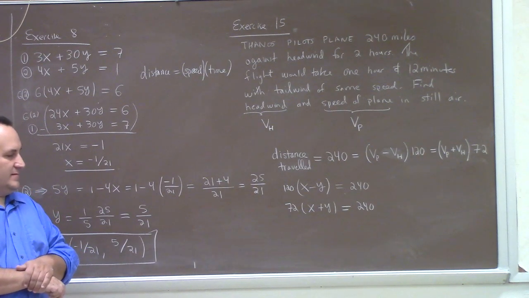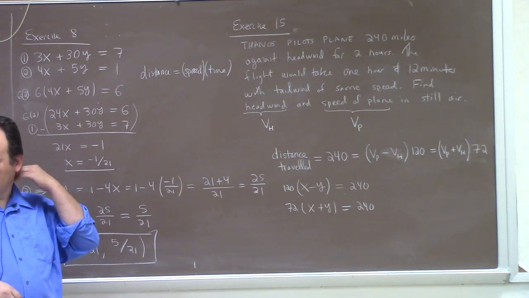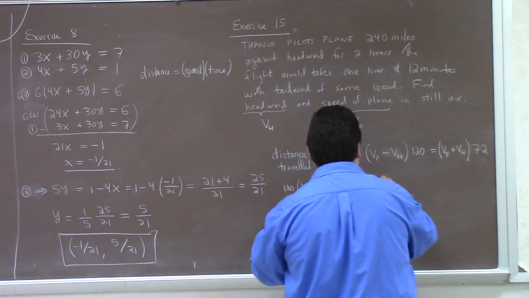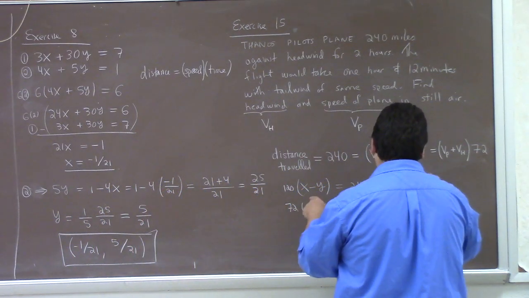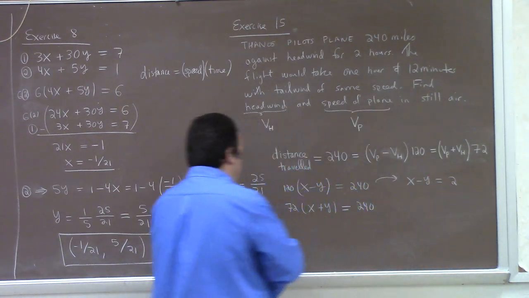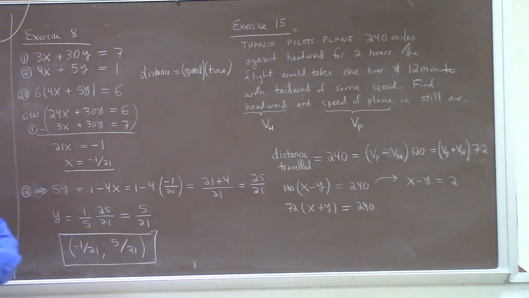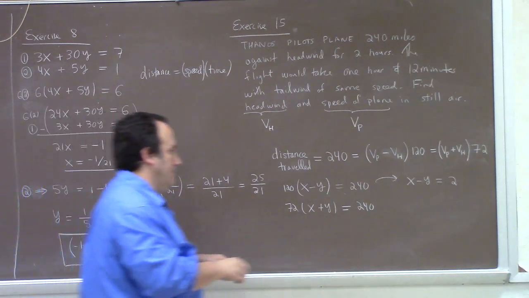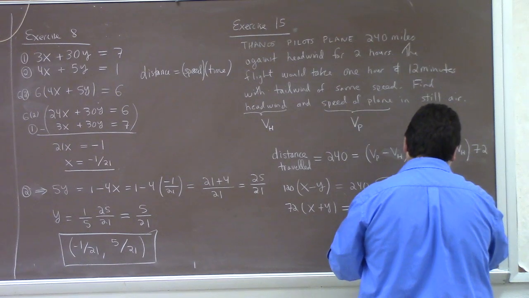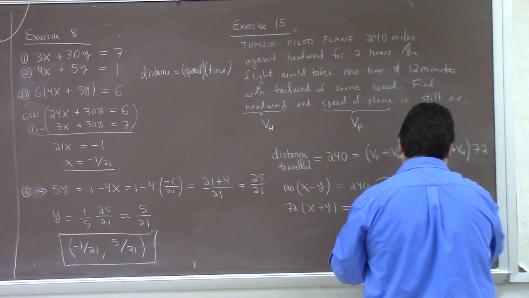I think I'm going to use substitution. So the first equation is pretty easy to change to x minus y equals 2, right? 240 divided by 120 is 2. So divide the equation by 120. And then I can solve for y, right? y is equal to what? x minus 2, that's right.